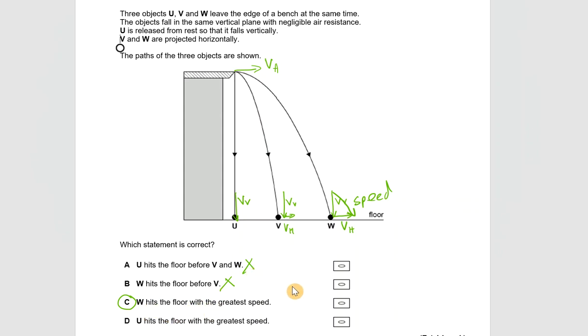W hits the floor with the greatest speed. Yes, it's the greatest speed because although it has the same vertical component of velocity as U and V, it has a larger horizontal component of velocity. So the answer is C.